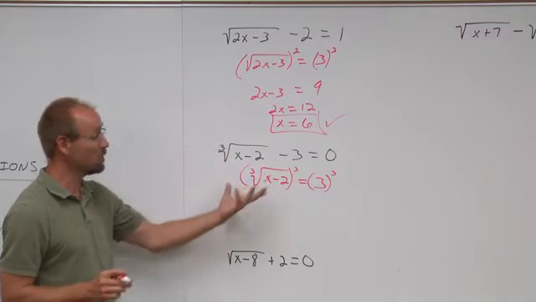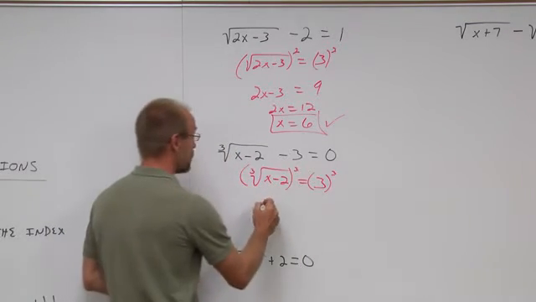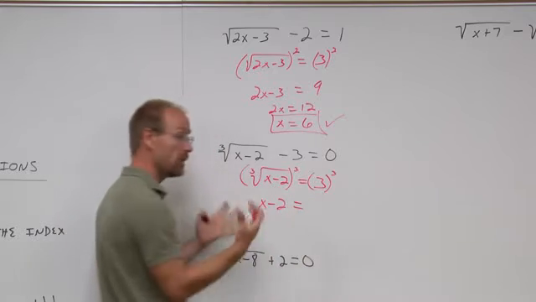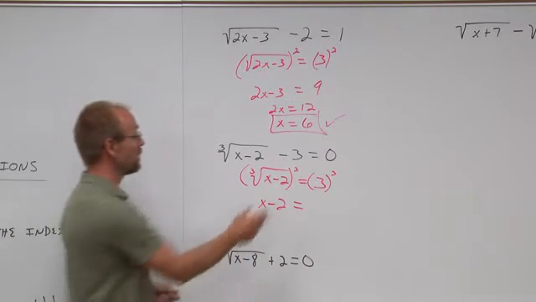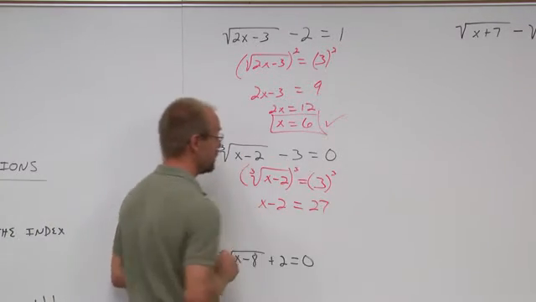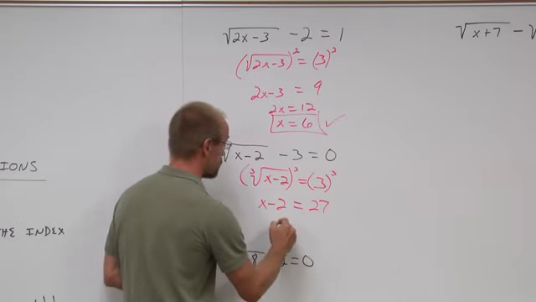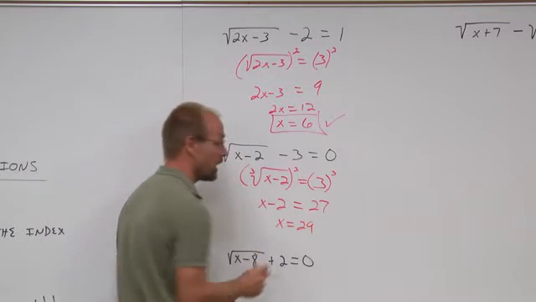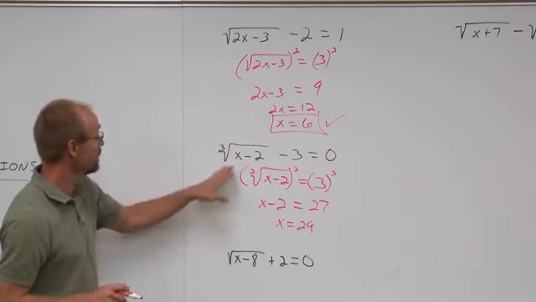So cubing a cubed root, again, just gives me what's under the radical. That's our tool to eliminate that radical. And 3 cubed is 27. And now I can solve it, add 2 to both sides. X equals 29. Let's check our work, make sure we got it.